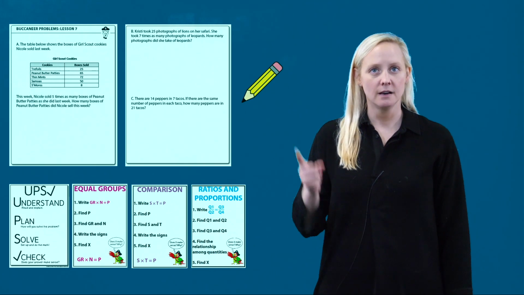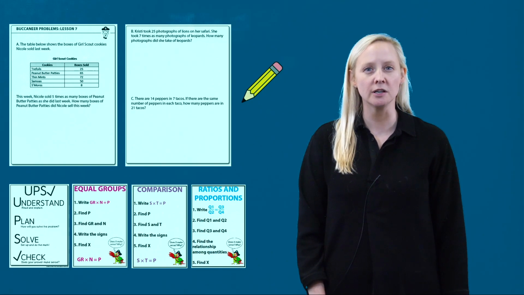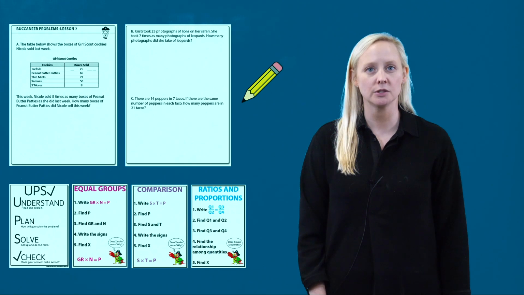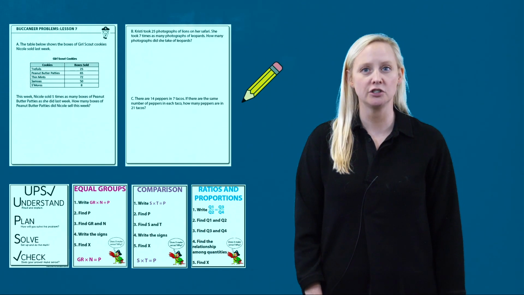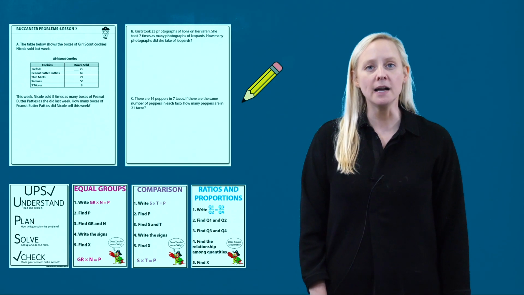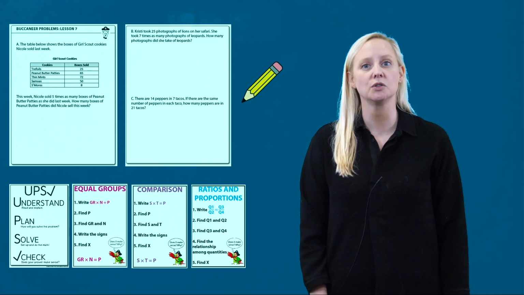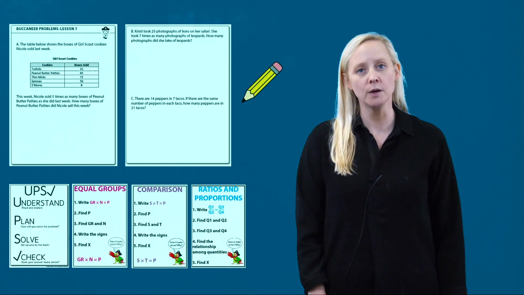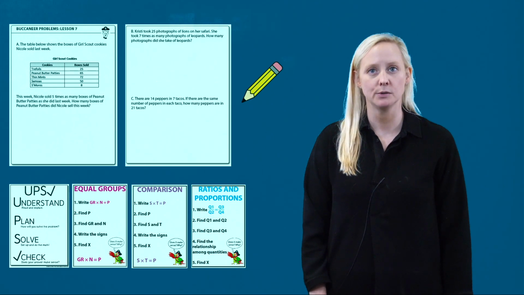The materials that we will need for our Buccaneer problems include our Buccaneer problem worksheet, which has 3 word problems, a writing utensil such as a pencil, as well as our UPS check attack strategy poster and our 3 schema posters, one for equal groups, one for comparison, and one for ratios and proportions. Our Buccaneer problems activity is meant to run about 15 to 18 minutes if you're going to have students set up and solve all 3 word problems using our attack strategy and our schema posters.